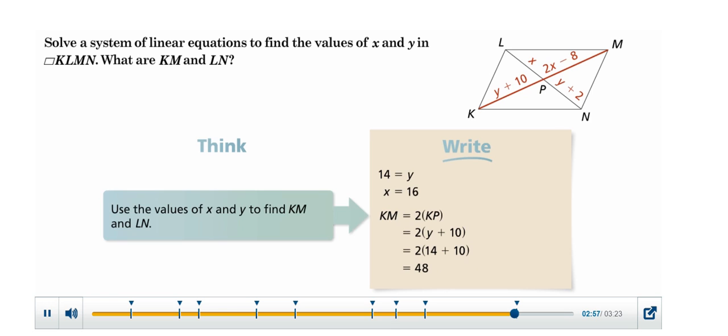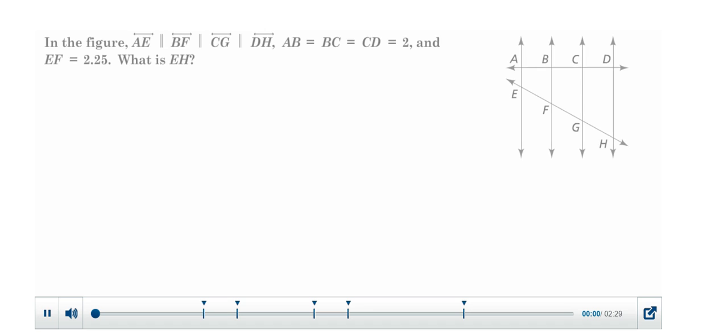So KM is 48, and then LN, we want to find that whole segment. We're going to do the same thing. We notice that LP and PN, we could just double LP, which is just x. This one's easy. So we just do 2 times 16, and we get our answer of 32. So those are our two final answers, 48 and 32. A little bit more work, but the basic concept is we just set them equal to each other because they bisect. Last one, this one's a little bit faster, and we'll end our video.